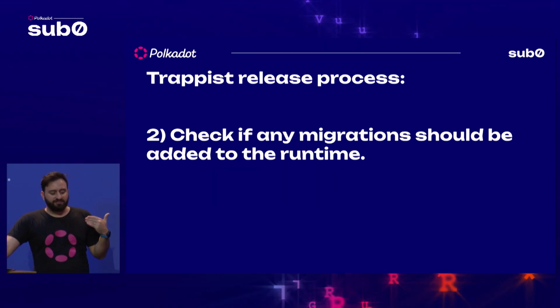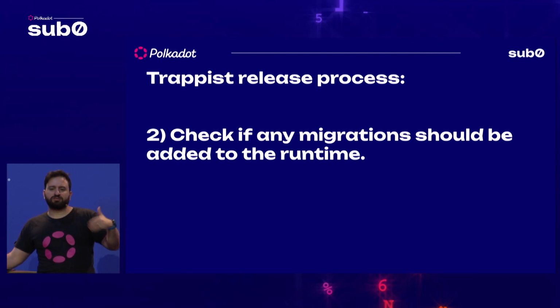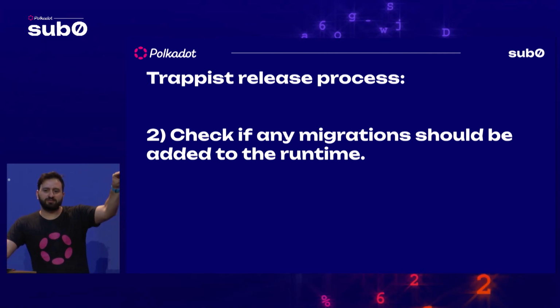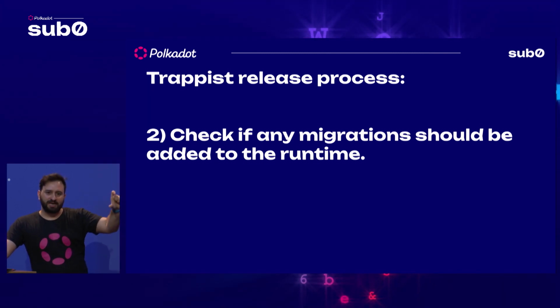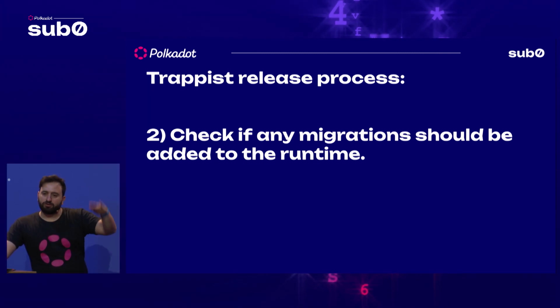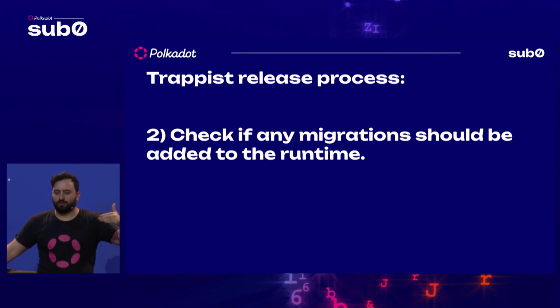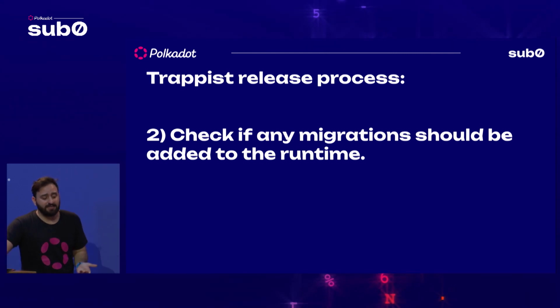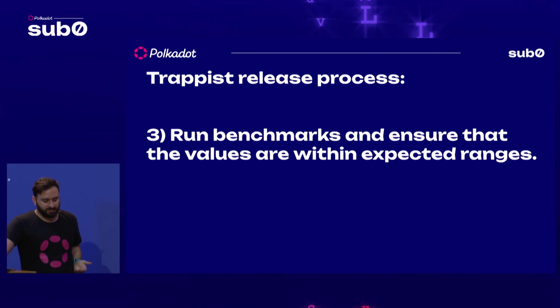Then we check if there is any migration that needs to be added to our runtime. So you go on the Executive pallet. There is a type for migrations. You add all your migrations there that need to be added from the FRAME pallets, or even your own migration pallets, and then you compile the runtime.